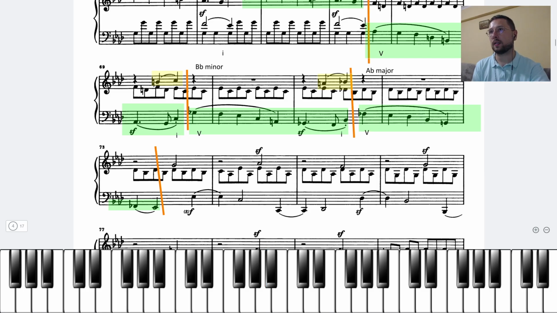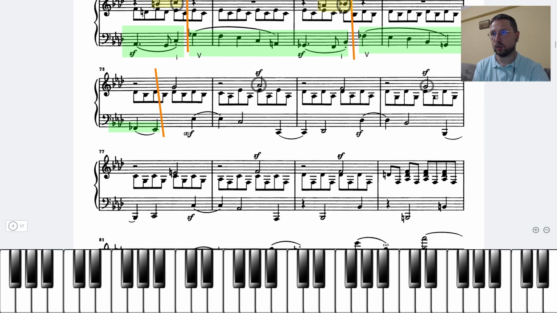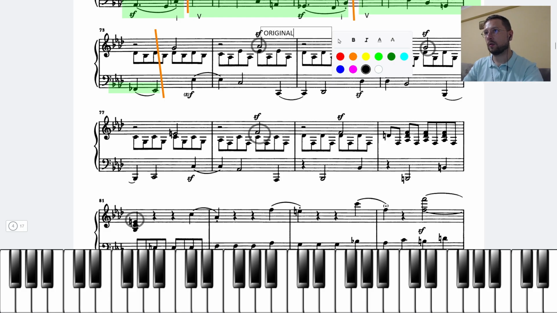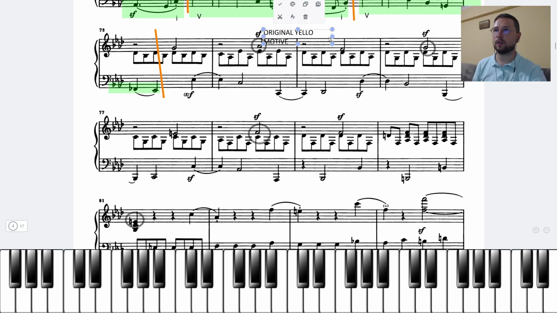So what we're seeing is a descending scale. It's C, B flat, A, B flat, then continuing A flat, G, F, E. Really, these notes are the original yellow motive. So if you think about the original yellow motive, it was an A flat, and that's exactly what we see here.